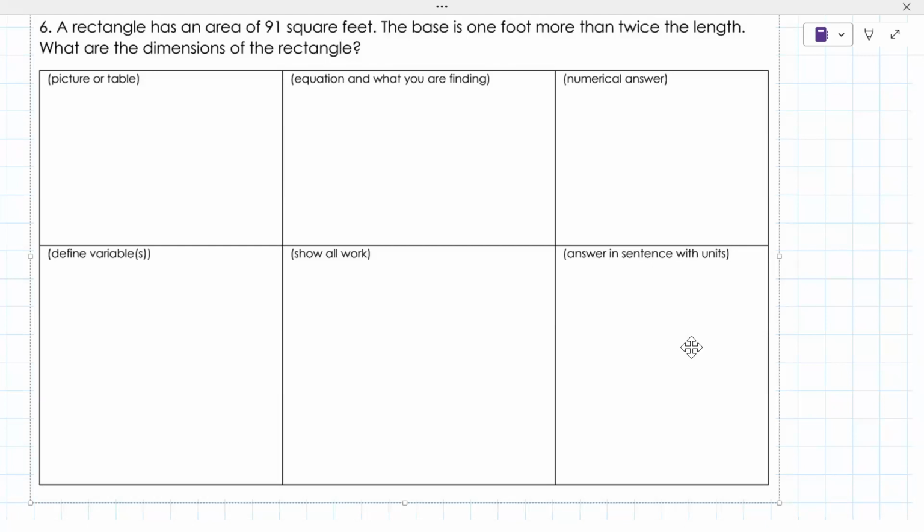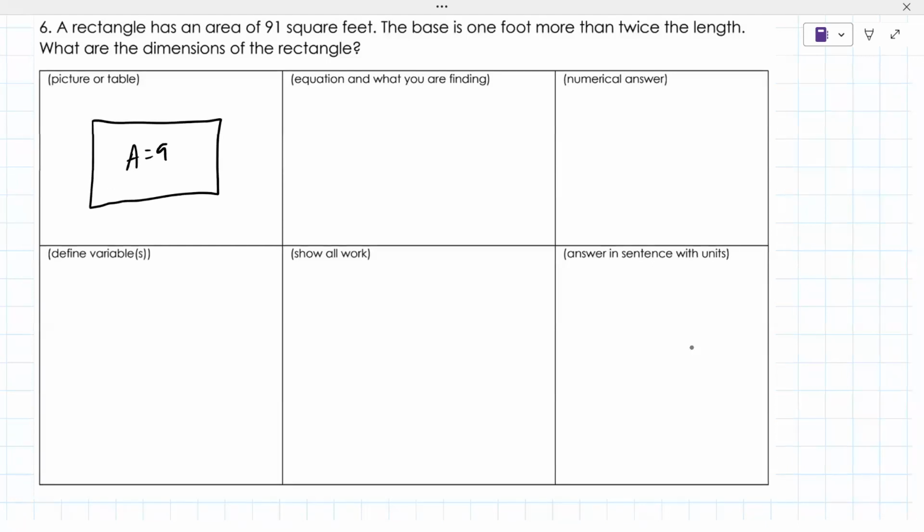All right. So we got a rectangle. It's got an area equal to 91 square feet. The base is 1 foot more than twice the length. So this is where it's like, well, which is the base, which is the length. So we'll call the length x. So the base is one more than twice the length.